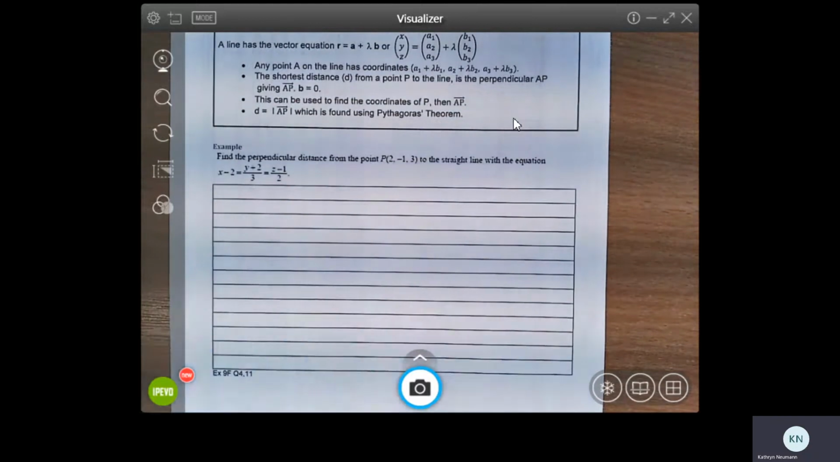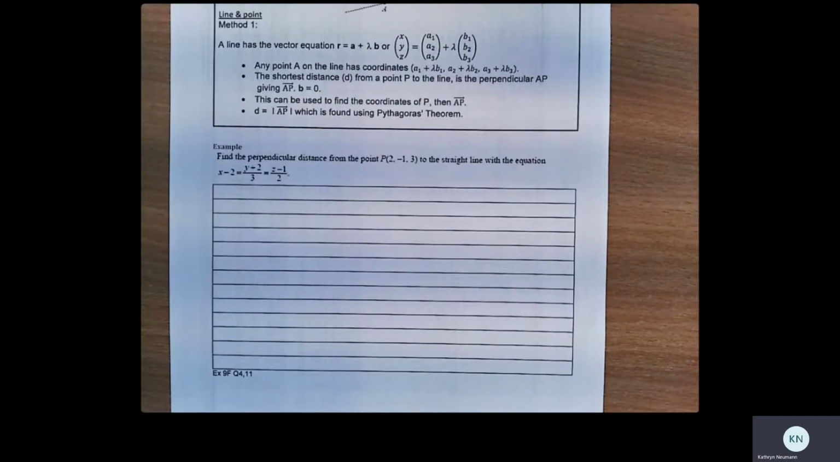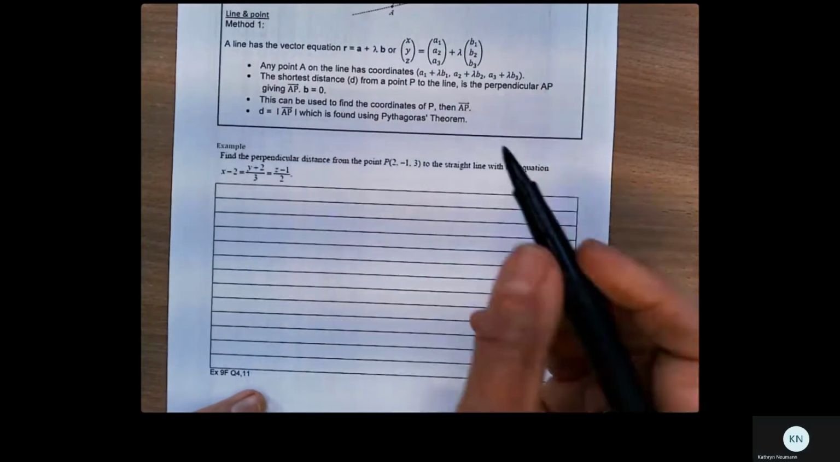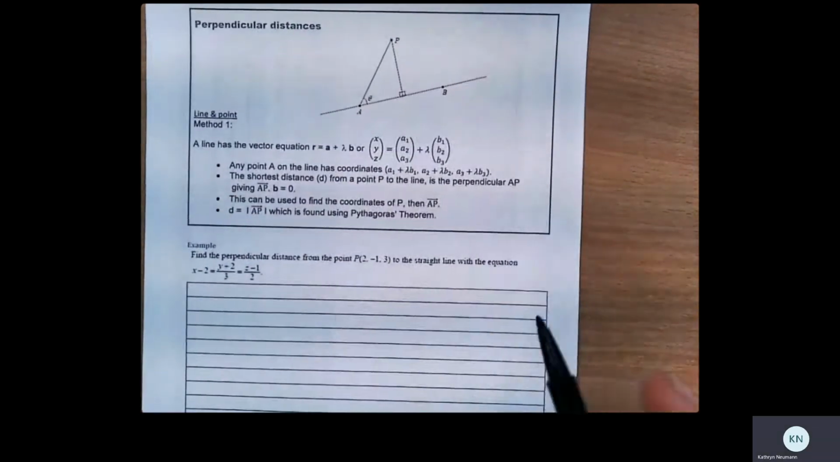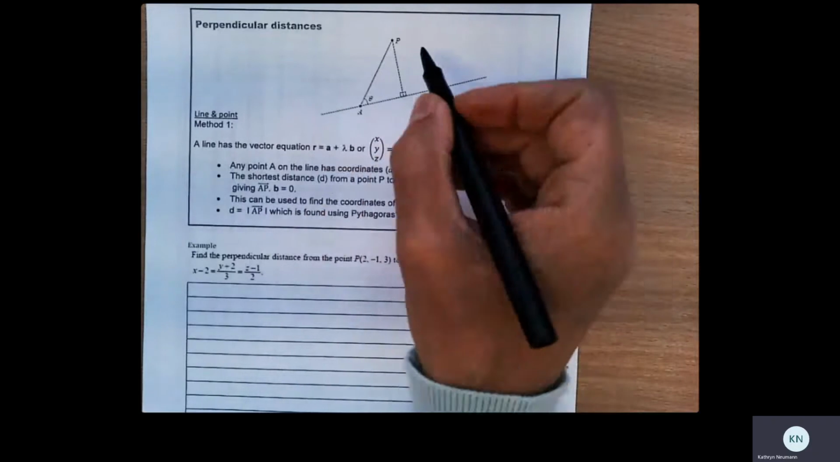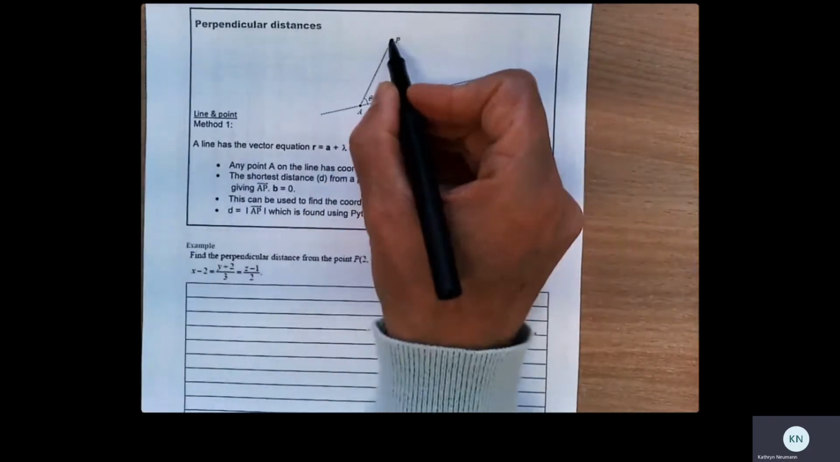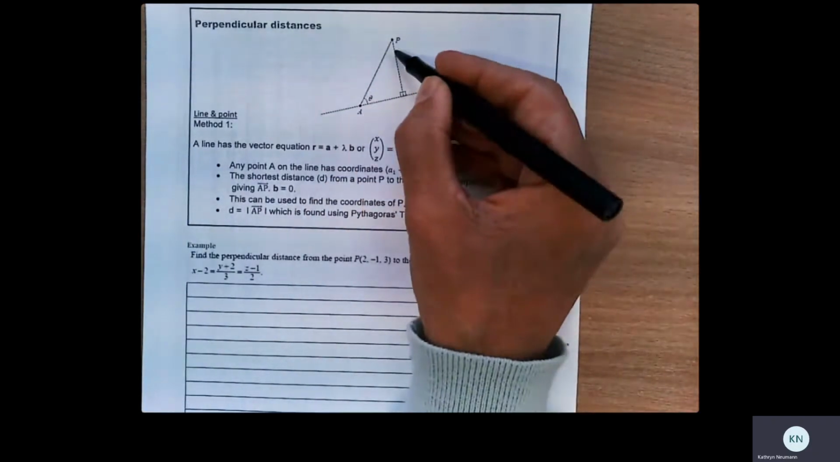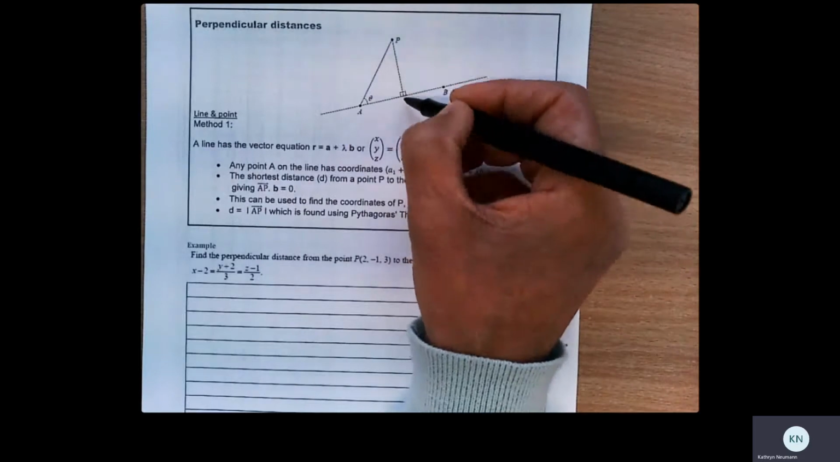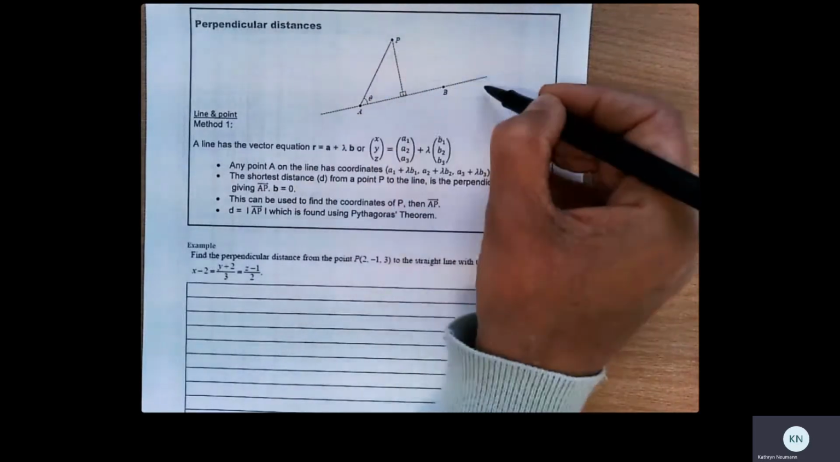Hello and welcome to this further maths video on finding the perpendicular distance between points and lines and between two lines. So we're starting with the diagram at the top of this page, which shows a line going through AB and a point P, and we're being asked to find the shortest distance between the point and the line.